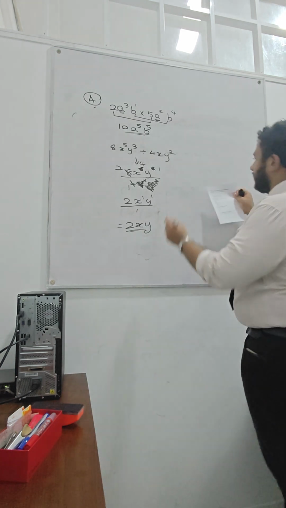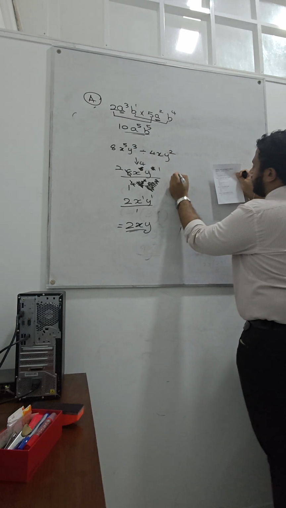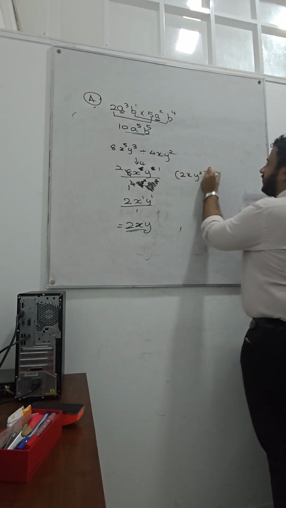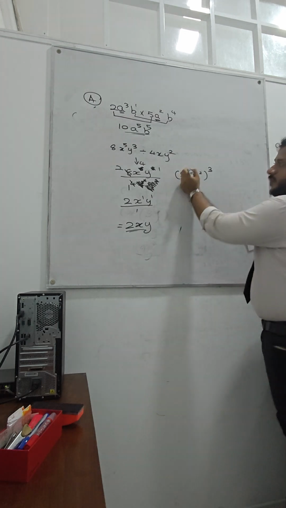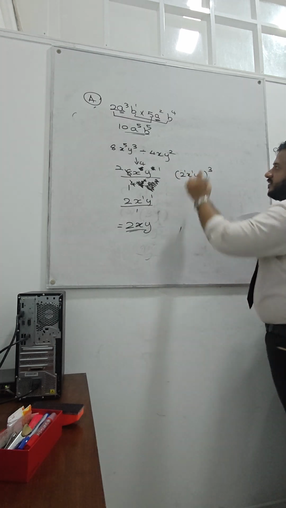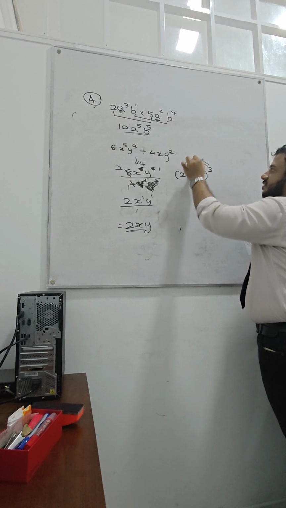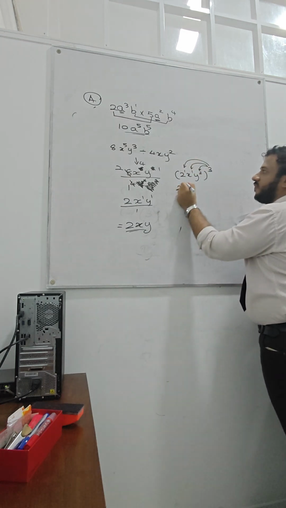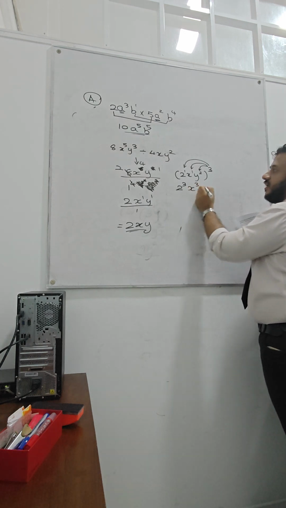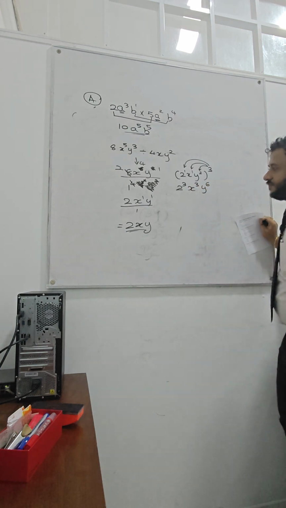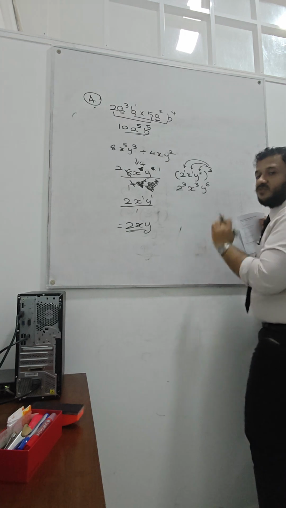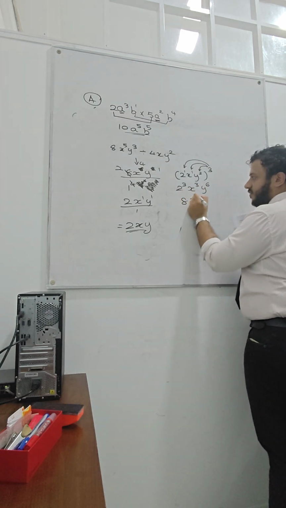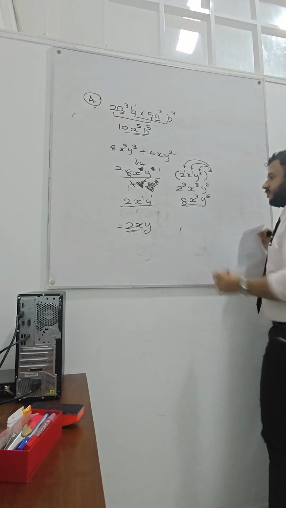Then we got this question, which is 2xy squared, all to the power of 3. So no power means 1 power, no power means 1 power. 3 times this, 3 times this, 3 times this. That will give you 2 to the power of 3, x to the power of 3, and y to the power of 6. 2 to the power of 3 means 2 times 2 times 2. 2 times 2 is 4, 4 times 2 is 8. 8 x to the power of 3, y to the power of 6.